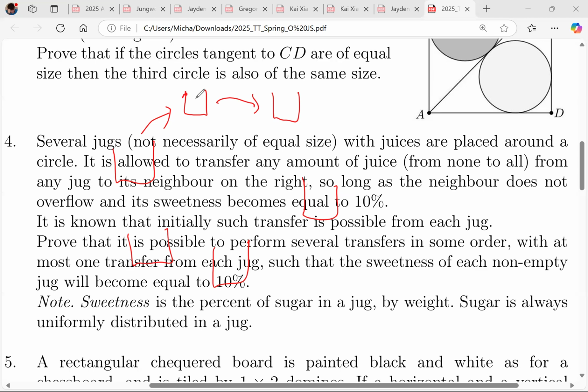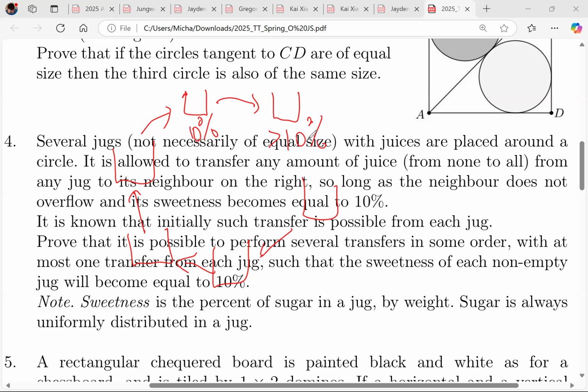let's show you. I don't know how much you thought about this, but there are some obvious things. So if you have 10% sweetness in one jug, right? And another jug is greater than 10% sweetness, yeah? So no matter how much you pour into it, it's going to stay greater than 10% sweetness. Does that make sense? If something's greater and something's equal, and you keep pouring, it's going to stay greater. Does that make sense? Okay.